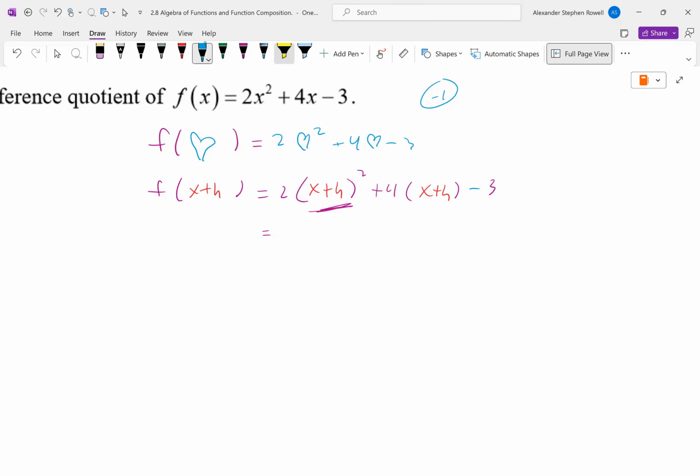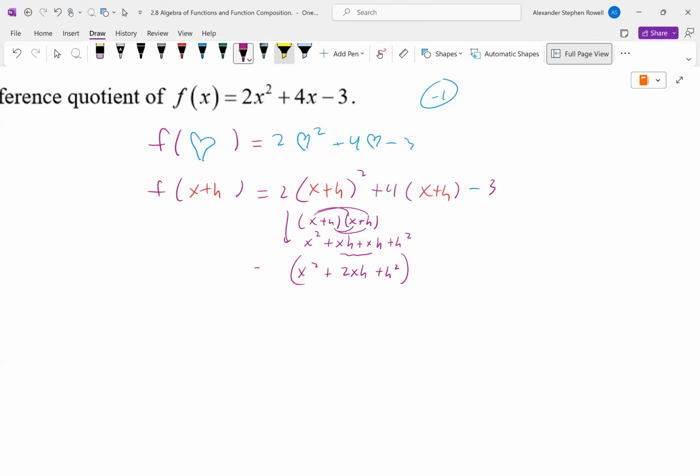Okay. What is x plus h in parentheses squared? FOIL it. Very good. Can we FOIL that in our heads? Or should I write the work? x plus h times x plus h. What's x times x? x squared. What's x times h? xh. What's h times x? xh. What's h times h? h squared. So I get x squared plus 2xh plus h squared.